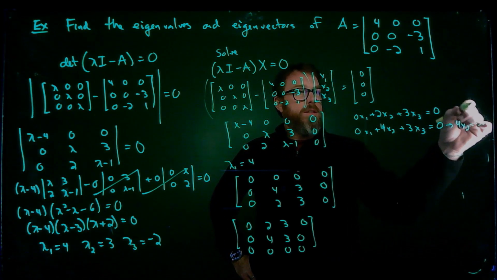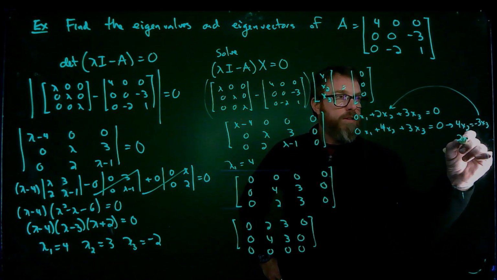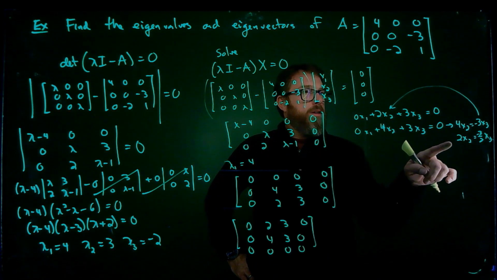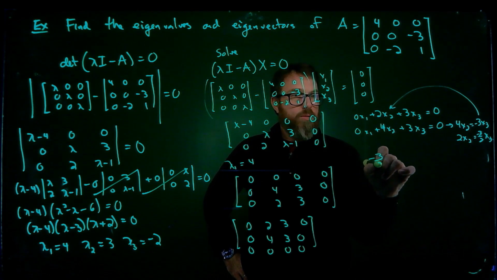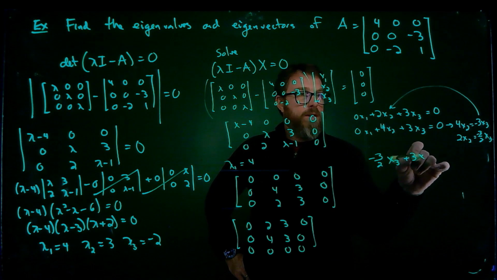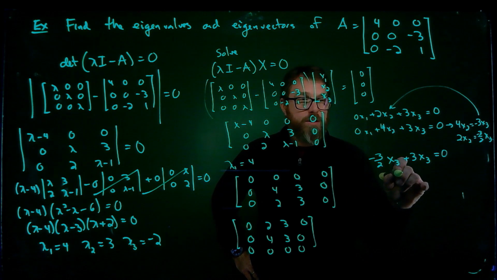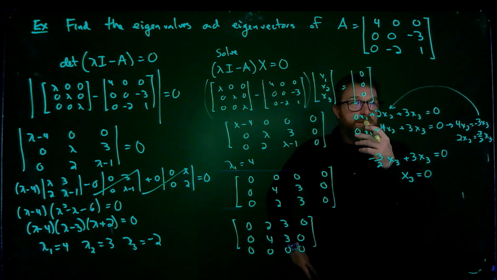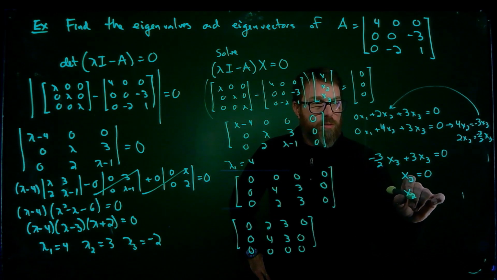So pop this into this spot. Actually I'm going to have to solve that. So 2x2 is going to be minus 3 halves x3. So plug that in here. So 2x2, this is going to be minus 3 halves x3 plus 3x3 is equal to 0, which actually proves that x3 is equal to 0. And then x2 is also going to be equal to 0.